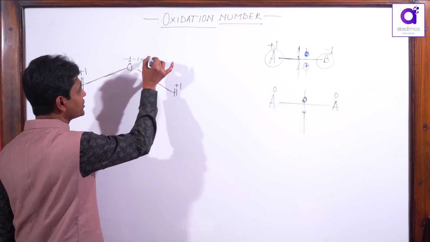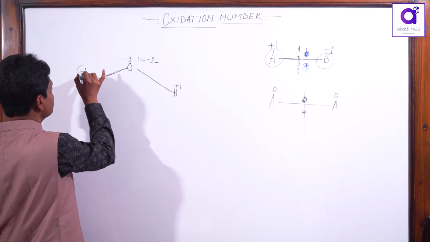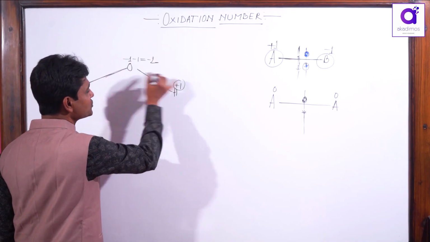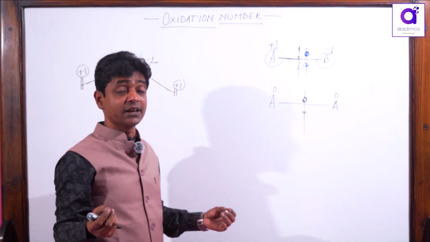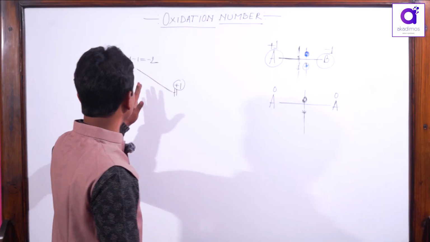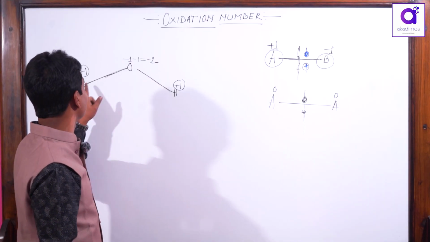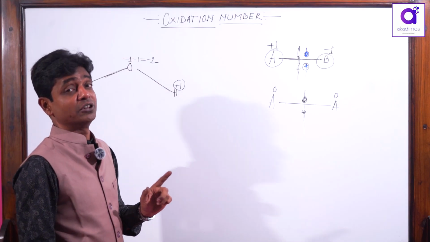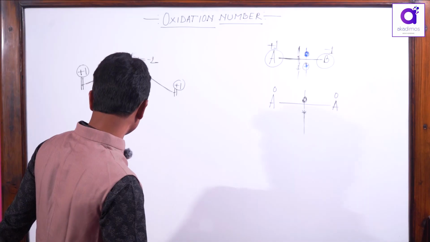That means the oxidation number of oxygen in water is -2. This is +1, this is +1, and the total is 0 since water is a neutral molecule. So in a very simple way, you get the oxidation number of different atoms in a molecule. But the condition is you have to know the structure.